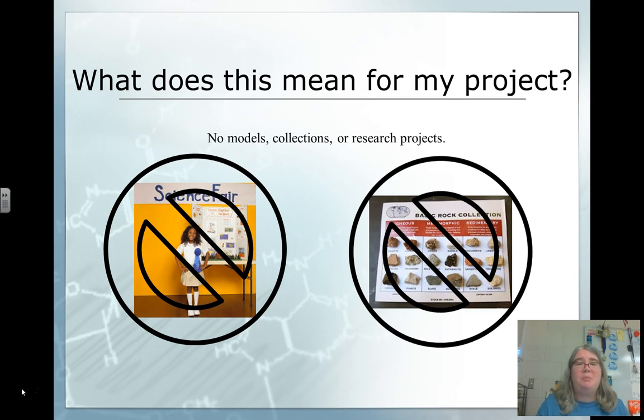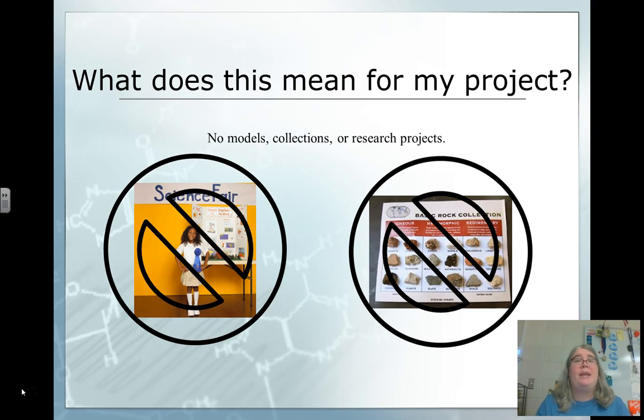You also can't just come up with a really cool collection of stuff that you want to share with people. So for example, you might have the most amazing rock collection in the world, but it doesn't work for a science fair project because you have to have that testable question. You have to do an experiment with your rocks. So just telling people about the rocks or telling people about something you have is not going to work for the science fair.